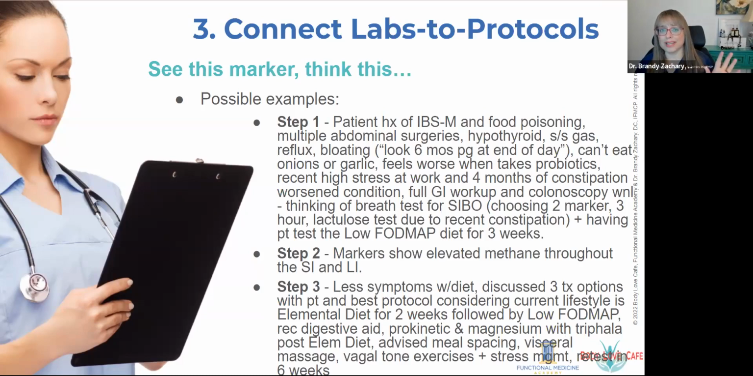So you discuss the 3 typical treatment options when presented with a methane overgrowth, and the best protocol for the patient that also considers their current lifestyle. What's going on for them is the elemental diet for 2 weeks, followed by low FODMAP, including you recommend a digestive aid, a prokinetic, some magnesium with Triphala after the elemental diet. You educate them about meal spacing. You give them a referral for some visceral massage work. They meet with your health coach to learn about doing some vagal tone exercises and some stress management. And you retest in 6 weeks.